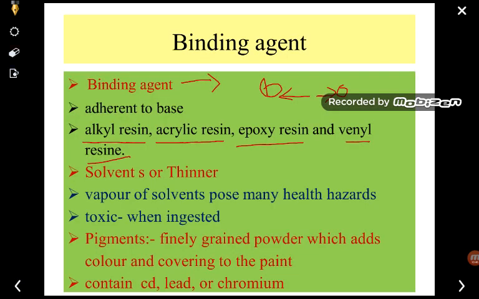Besides this, the vapors of the solvent pose many health hazards. ये जो vapors होते हैं solvents, normally they vaporize when they are exposed to the air, and these vapors are considered to be health hazards. They are very toxic when they come in contact with the skin or are inhaled, and sometimes they are highly toxic by means of ingestion. अगर वो ingest किया गया हो, by inhalation or by skin contact, then it is considered very hazardous to health. So careful measures should be taken before handling this solvent or thinner.